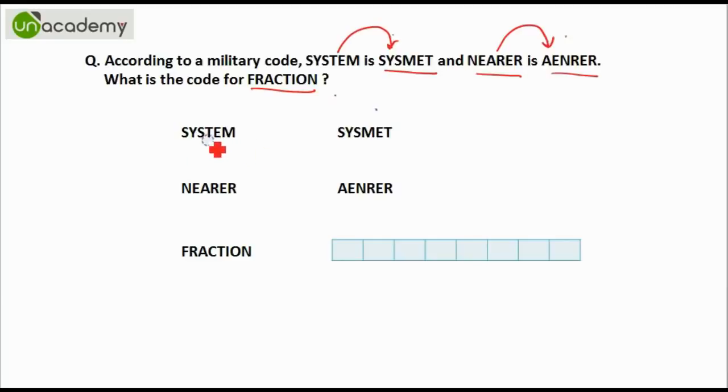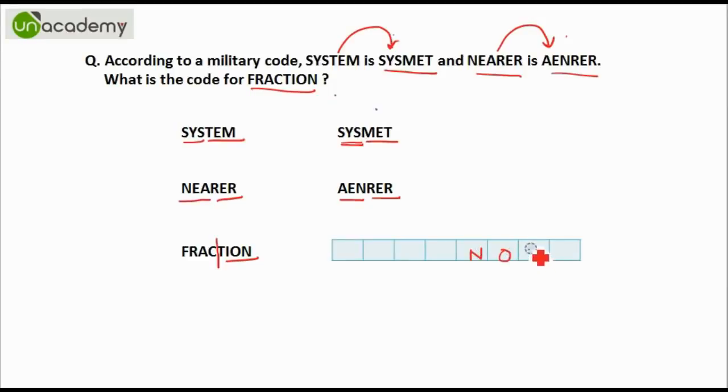We see that TEM has been inverted to MET and NEA is inverted to AEN. We also see that SYS has also been inverted to SYS, but because it is a palindrome it is not quite visible on the first look. And similarly RER has also been inverted. So we first break down the word fraction into two equal halves and then invert.